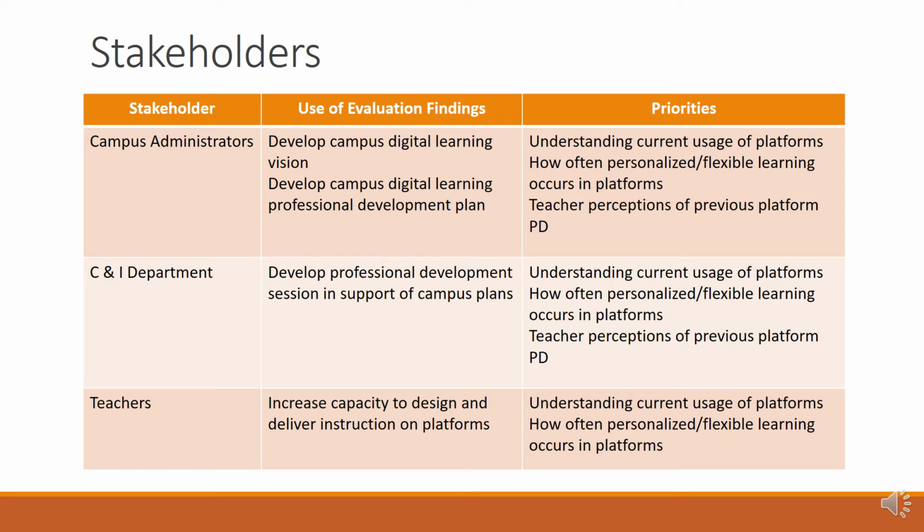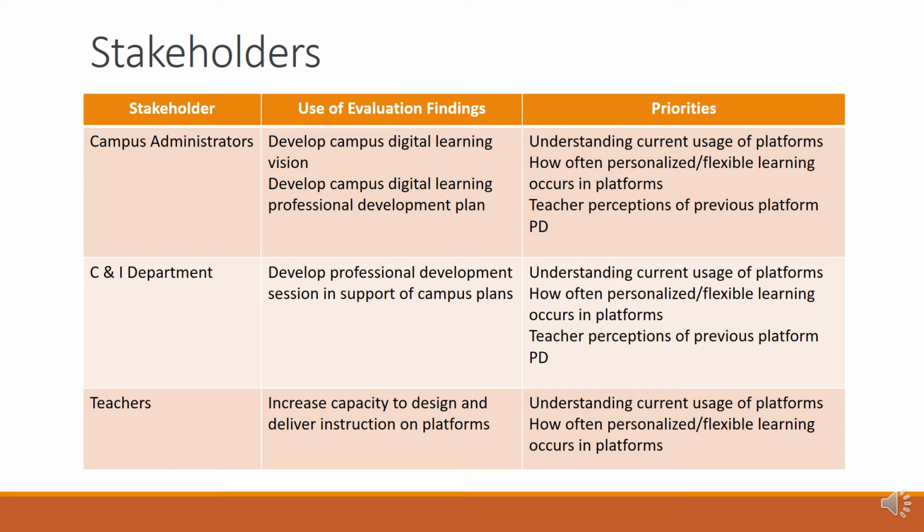So three of the stakeholders in this process, the main one being campus administrators, they will use the findings of the evaluation to develop a campus digital learning vision and plan. So the vision will be where do they want to head as a campus with digital learning, and then the plan will be how they get there. Their priorities from this evaluation will be understanding current usage of the platforms, how often did personalized and flexible learning occur previously, and what are the teachers' perceptions of the previous professional development that was offered.